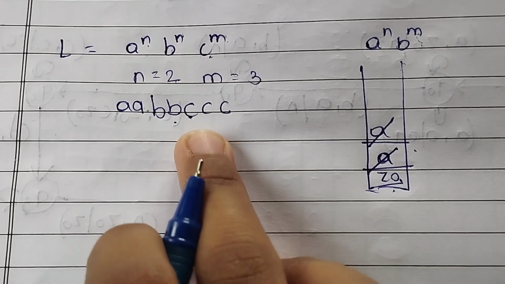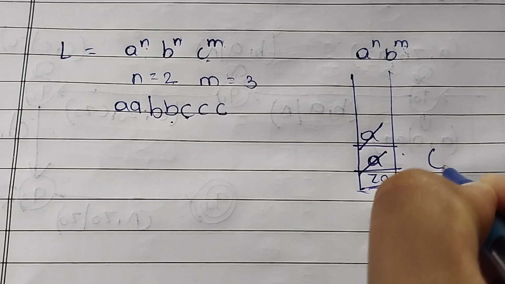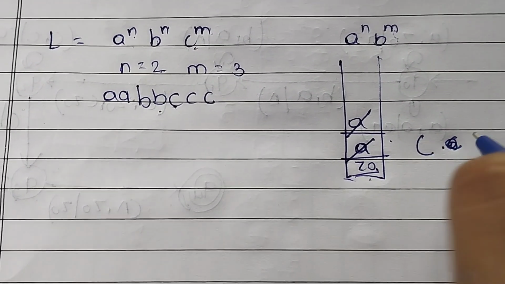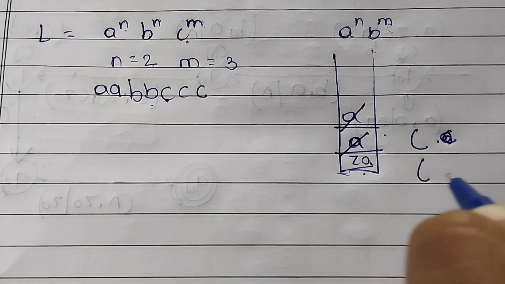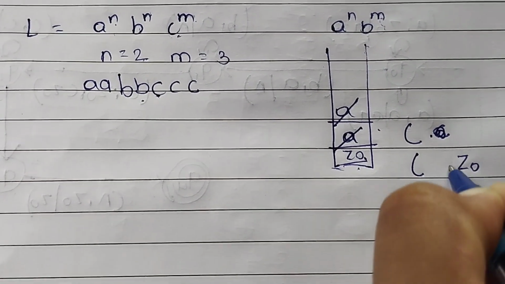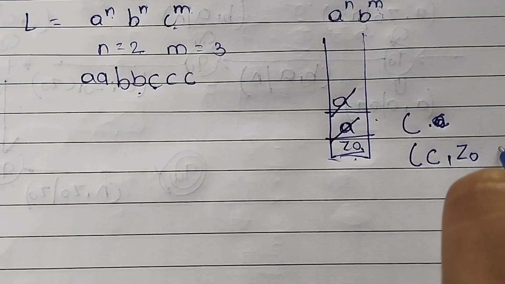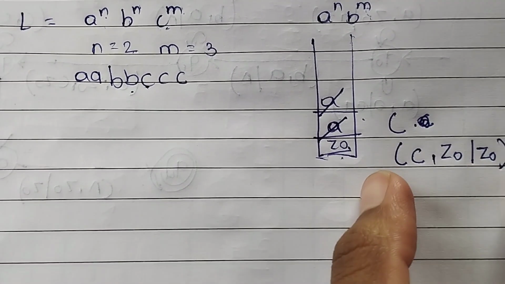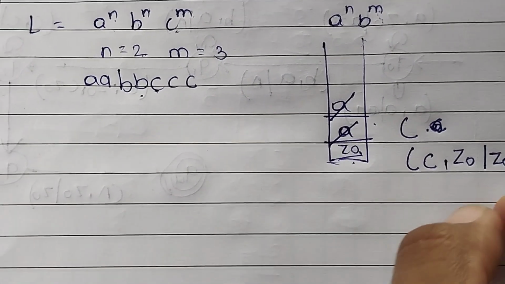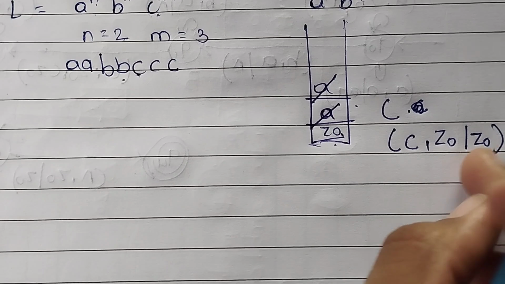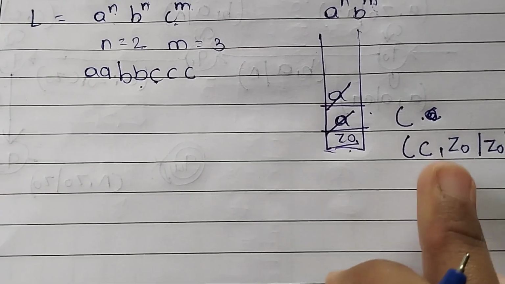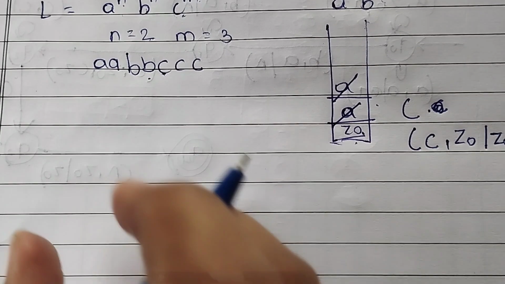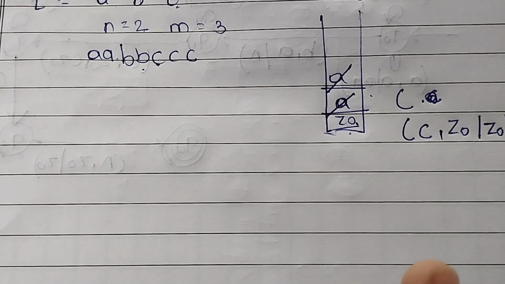So for that, which transition do we write here? Z0 is initially present. We read C, so we perform nothing. We keep this Z0 as it is. We do not push anything, we do not pop anything. This is the operation for C. Now we write the PDA, drawing it here so we can understand easily.